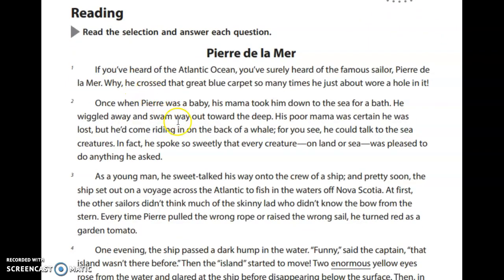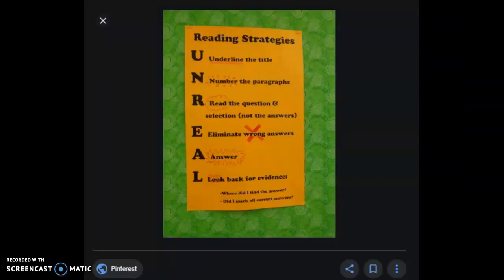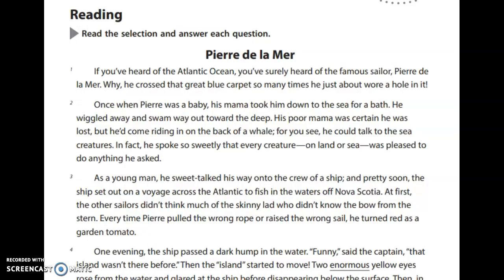So the very first, let's see, we're actually going to start with this one. We're going to start with this tall tale, titled Pierre de la Mer. Now remember, when we read a passage, we need to use our Unreal strategies in order to fully understand that passage. Okay? So we're going to start by underlining the title and predicting. I predict that this passage is going to be about a French man who likes to travel. I don't know.